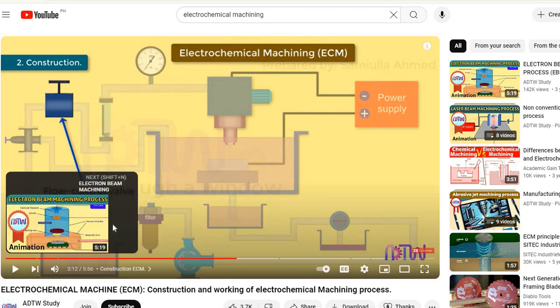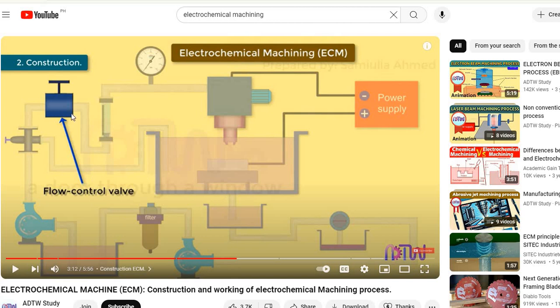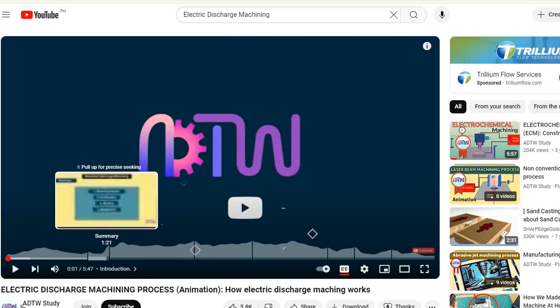Flow control valve. Okay, so you don't need to know all of those specific details. You just have to know why it is called an electrochemical machine. It uses a combination of a chemical, which is the electrolyte, and the flow of electricity on the tool to remove the materials from a workpiece. So that's what you have to know about it. Let's move to the second one, electric discharge machining.